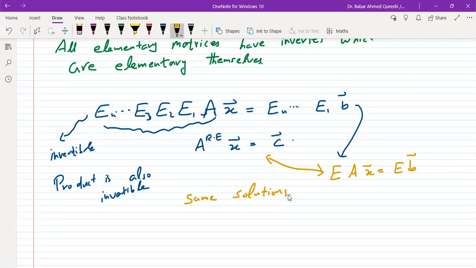I can just stop in between. I can do whatever I want, any operation I like. As long as I multiply with a bunch of elementary matrices, the two equations, the original and the one which results, are going to have the same solutions. This has a very interesting application.